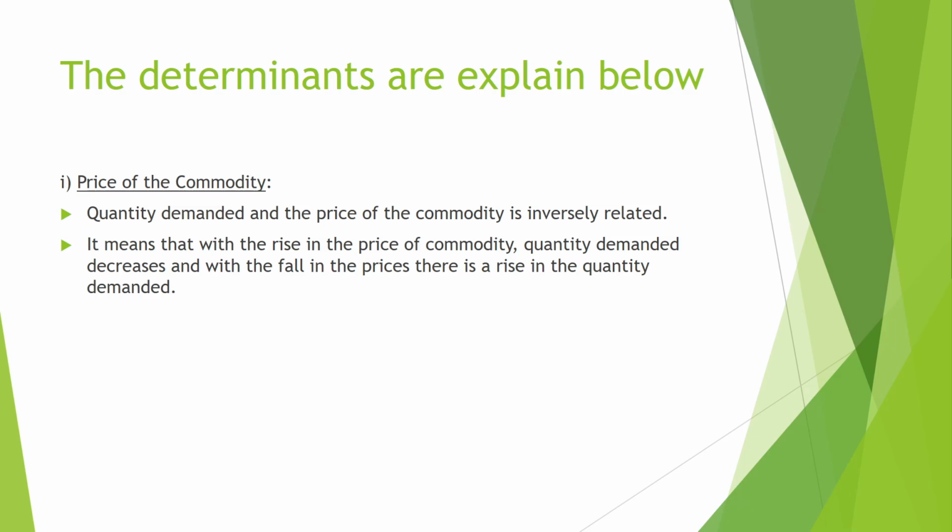Quantity demanded and the price of a commodity are inversely related. So the lesser the price of a commodity, the more you will demand. So it means that with the rise in the price of a commodity, quantity demanded decreases, and with the fall in the price, there is a rise in quantity demanded. So as you all know, if a commodity gets costlier, the demand goes down. So this is the first point.